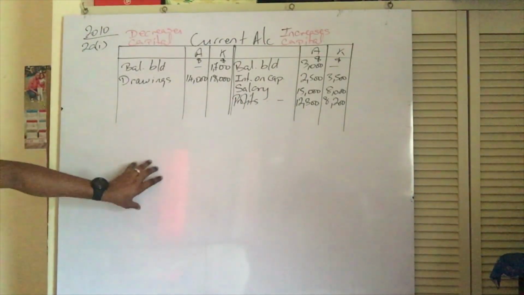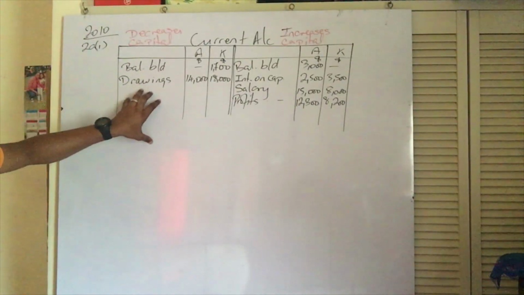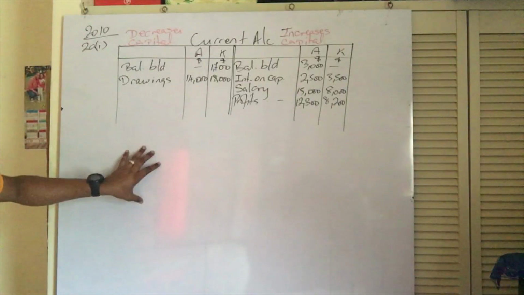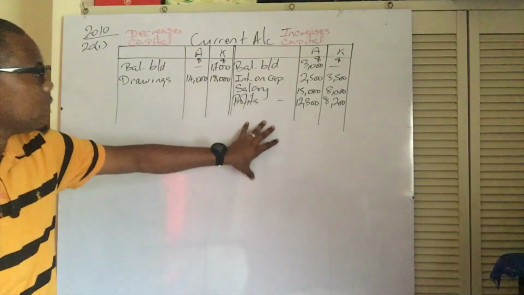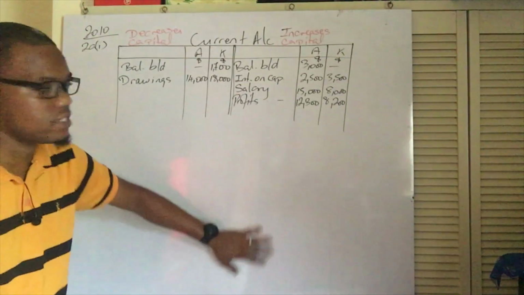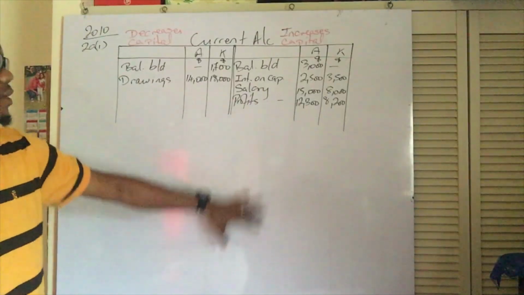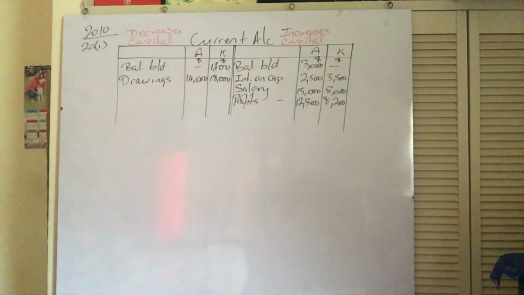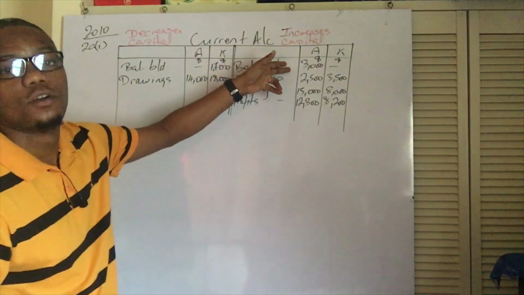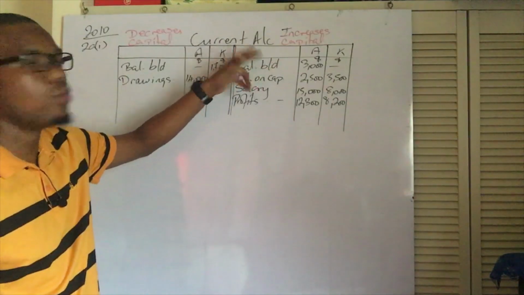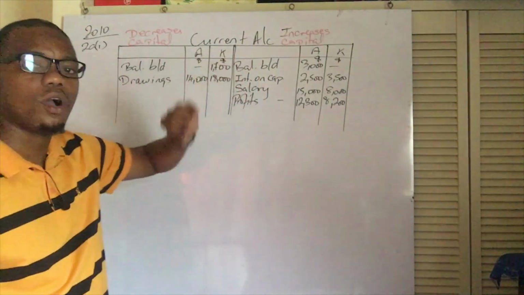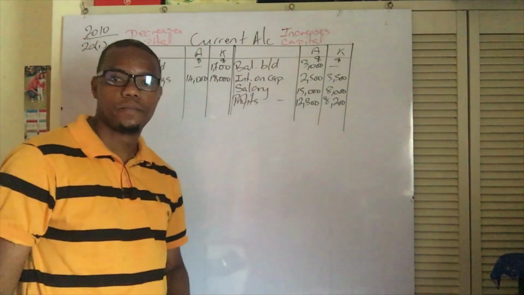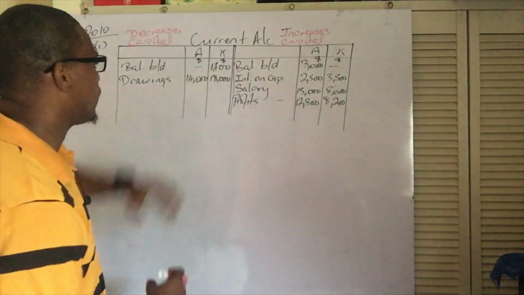Drawings and interest on drawings would be the things that decrease the current account. Interest on capital, salary, profits, all these things will increase the current account. We could even add capital here, you know. But if we add capital here, it would not be called a current account per se. It would be called a fluctuating capital account. Right? But yeah, that's the current account.